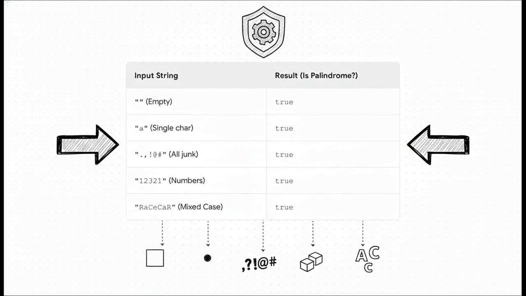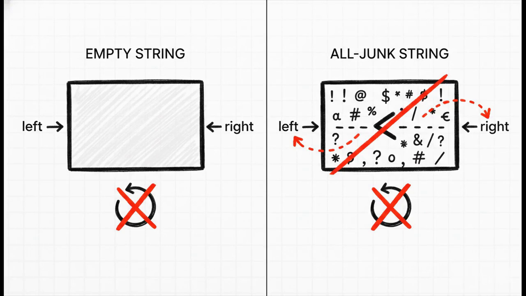What about an empty string or a string with just one character? Yep, it correctly says true. A string that's nothing but punctuation? Still true. It works perfectly with numbers and mixed case letters too. It's just solid. And the reason it handles those empty or all junk strings so well is all because of that while left less than right condition in the main loop.